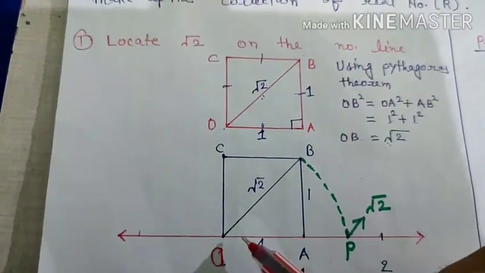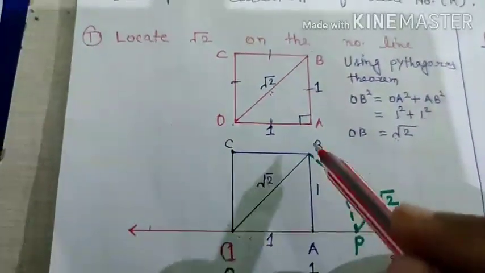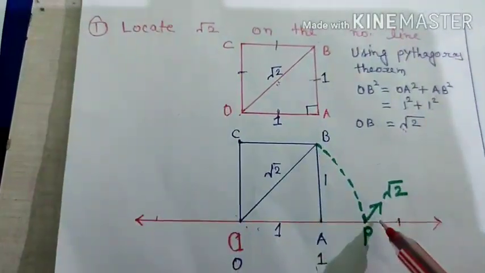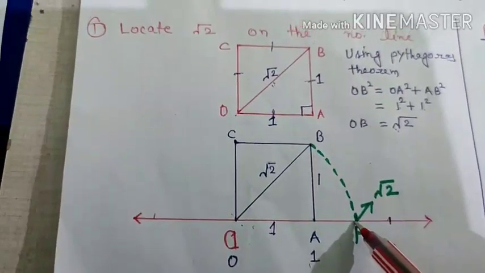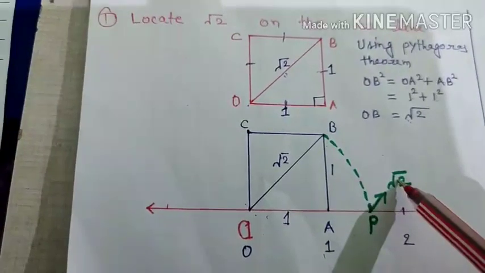Using a compass with center O and radius OB, draw an arc intersecting the number line at point P. P corresponds to under root 2 on the number line.